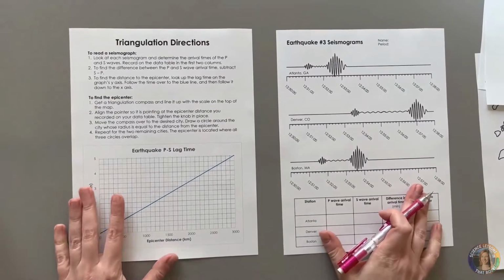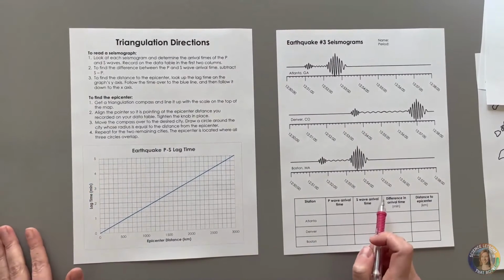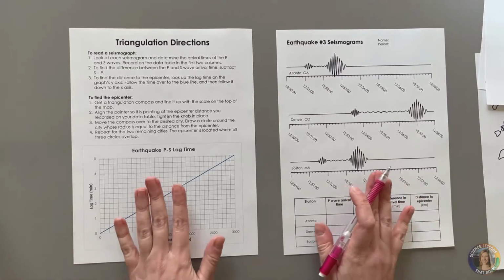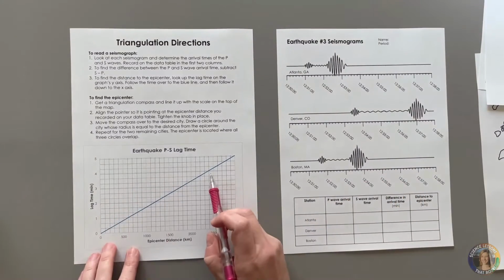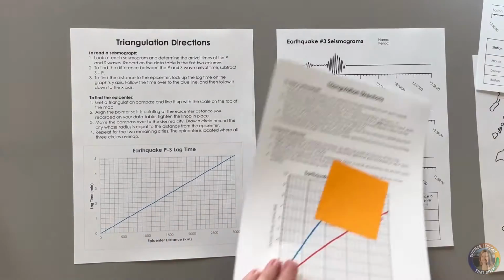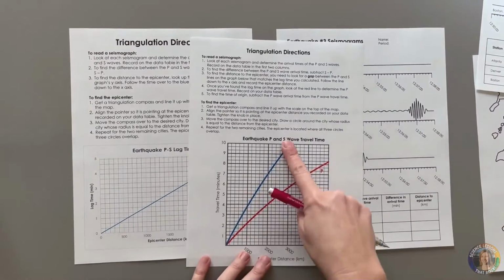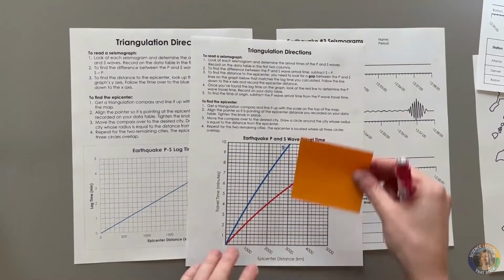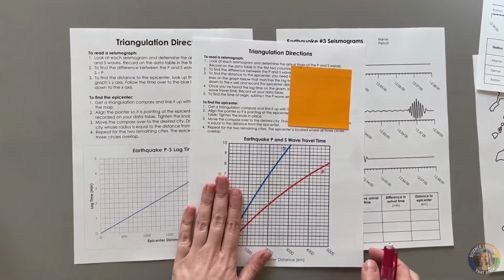Okay, if you've never done an activity like this before, I just want to show you how it works. I have two versions of this activity. There's an easier one that has a simplified lag time graph, and then a harder one that has the S and P lag time graph, and they have to look in between. So I'm going to show you how to do both, and then you can choose which one works best for your students.